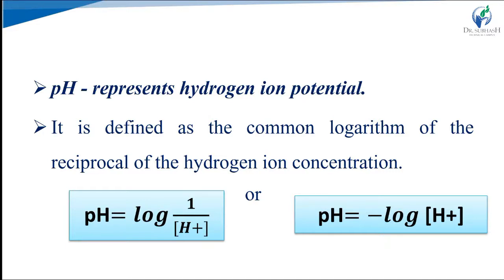Definition part, we have to see in Sorensen's definition of the pH of the solution. It says that it is the negative logarithm of the hydrogen ion concentration. So it is a negative common logarithm of the reciprocal of the hydrogen ion concentration. So here pH is equal to log 1 upon H plus, otherwise pH is equal to minus log H plus, the hydrogen ion concentration.